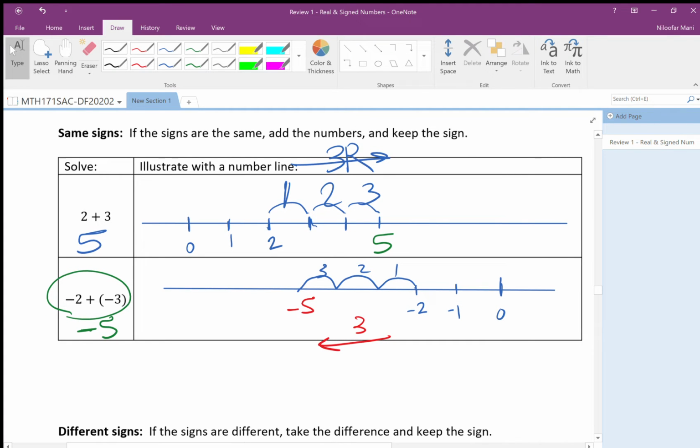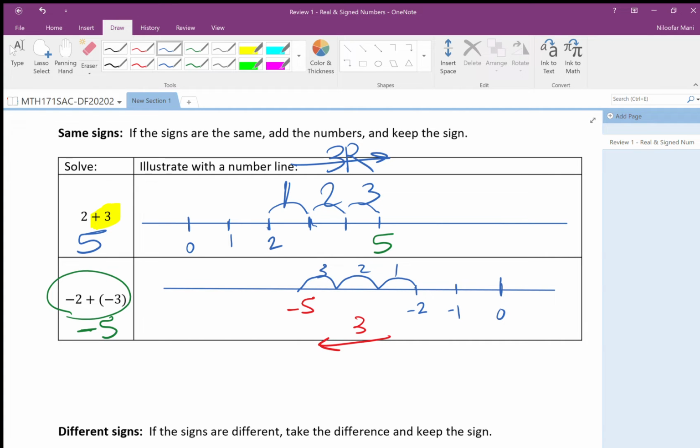Or I find the first one on the number line and then I go to the right the number of units I see here. So I go 3 units to the right because I have 2 plus 3. And if I have two negative numbers, again, I add them and I use a negative sign. So the same. I find -2, and because I have -3, I go 3 to the left. Then the destination is the answer.